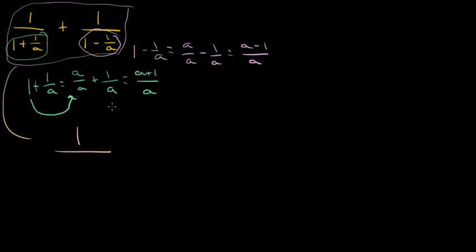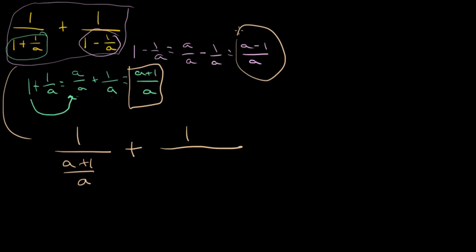1 over this doodad, a plus 1 over a, plus 1 over this one, a minus 1 over a. You see what we've done here? We've gone from here to here.